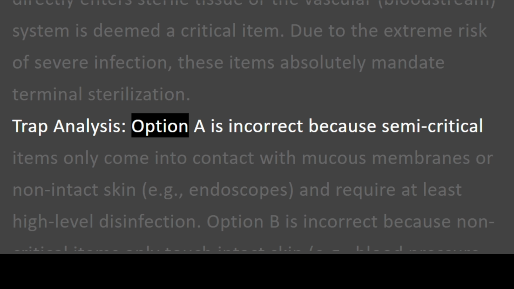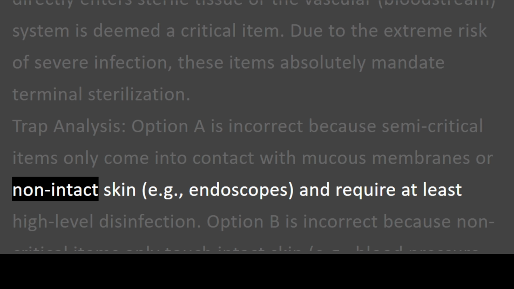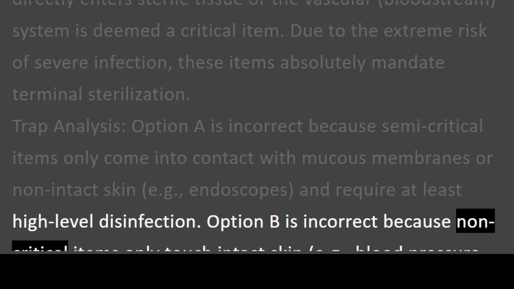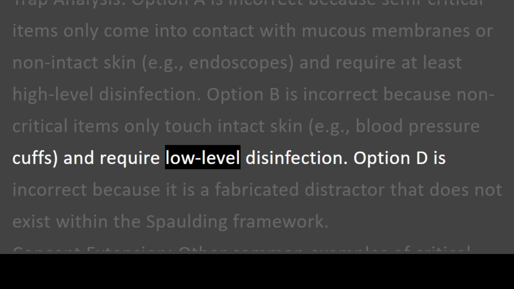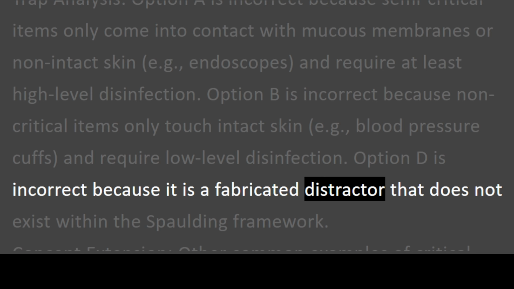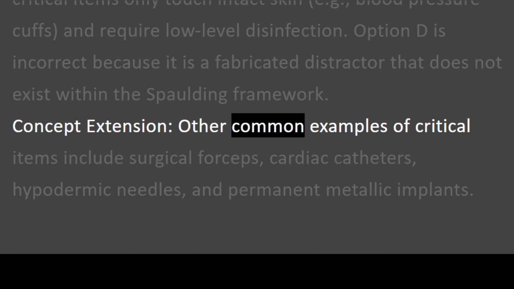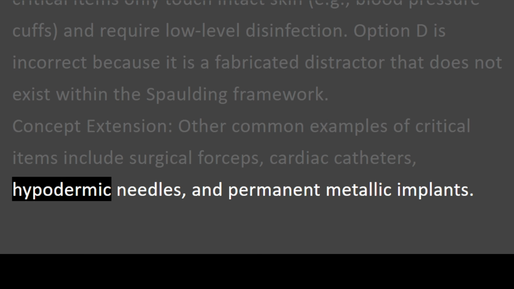Trap analysis. Option A is incorrect because semi-critical items only come into contact with mucous membranes or non-intact skin, e.g., endoscopes, and require at least high-level disinfection. Option B is incorrect because non-critical items only touch intact skin, e.g., blood pressure cuffs, and require low-level disinfection. Option D is incorrect because it is a fabricated distractor that does not exist within the Spalding framework. Concept extension. Other common examples of critical items include surgical forceps, cardiac catheters, hypodermic needles, and permanent metallic implants.